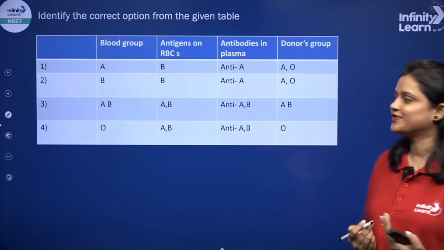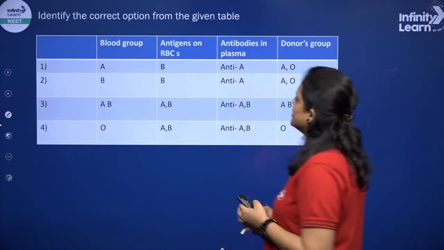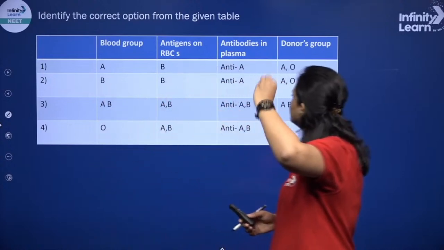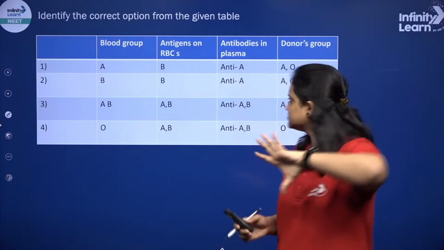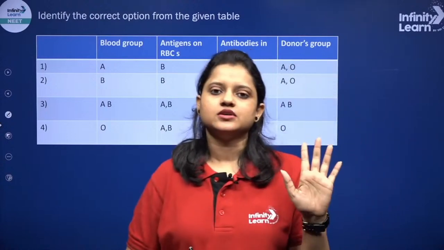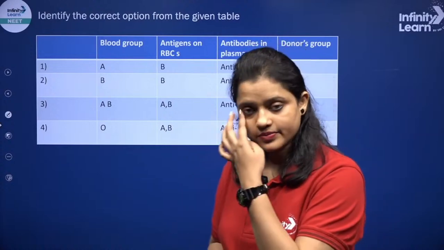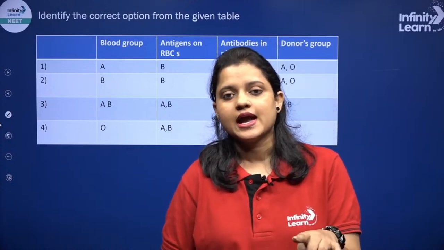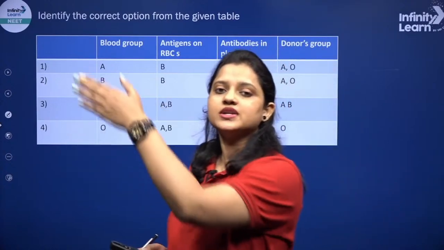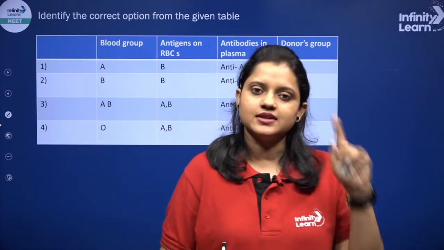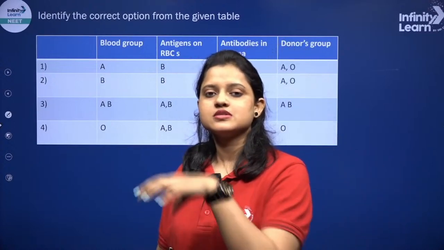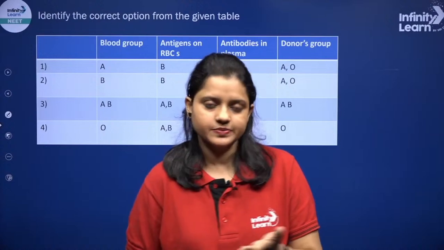Again, one more match the following type of questions. Blood group A, B, AB and O is given. You need to find out which antigen, which antibody is present and which donor group will be able to donate blood. Okay. So according to Landsteiner's law, if a particular agglutinogen is present on the surface of RBC, the corresponding agglutinin will be absent from the plasma. At that time, agglutinogen was antigen, and agglutinin was the antibody, right?